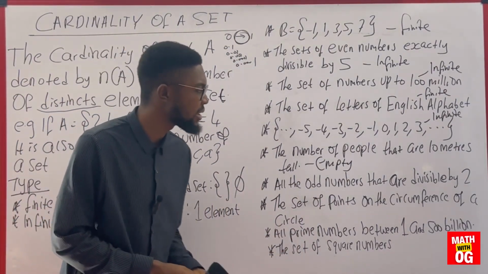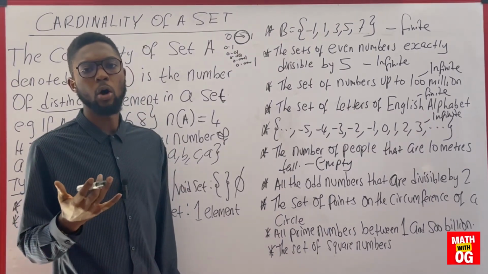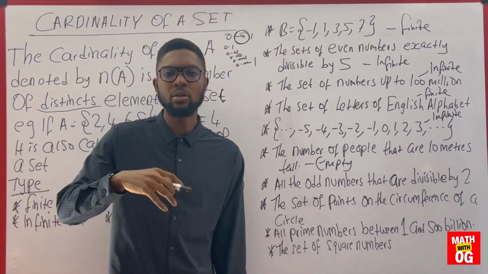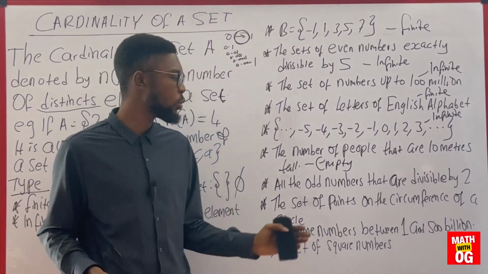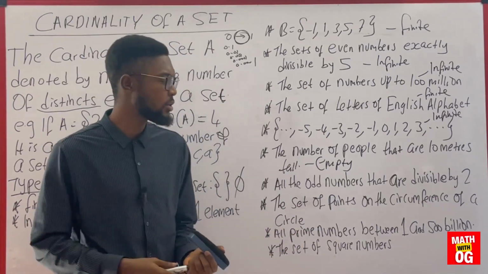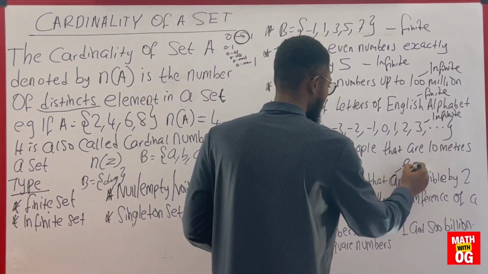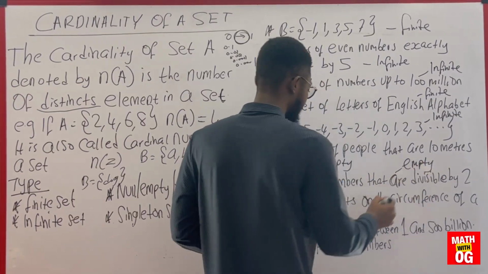Next question. All the odd numbers that are divisible by 2. Odd numbers are numbers that are not divisible by 2. That's the definition. So we have no odd number that is divisible by 2. So this set is also an empty set.